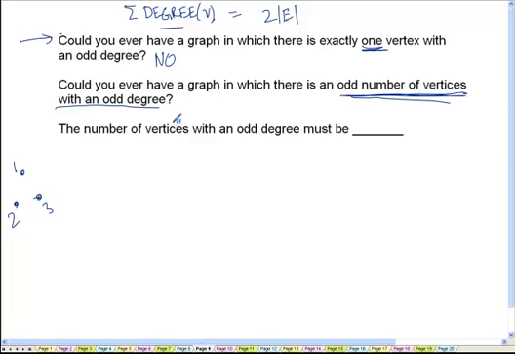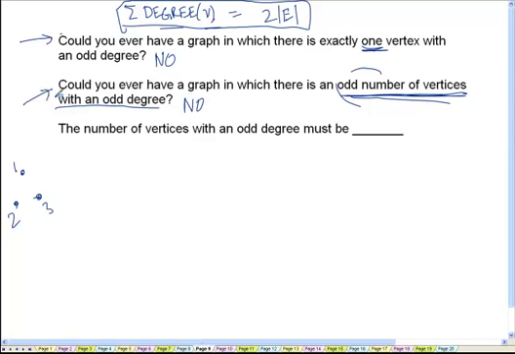Now it's fine. So if there's an odd number of vertices with an odd degree, then the left hand side will again be an odd number, because the sum of the degrees of these vertices is going to be an odd number, and the sum of the degrees of the other vertices is going to be an even number, and an even number plus an odd number is an odd number. So the left hand side is an odd number, but we know that it should have been an even number by this equality we just proved some time back. So this is also not possible.